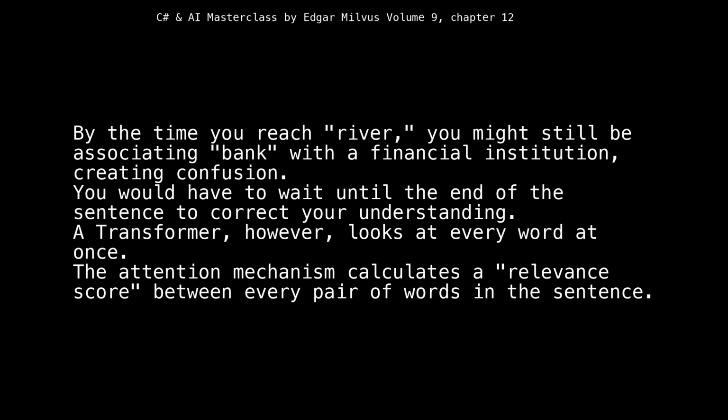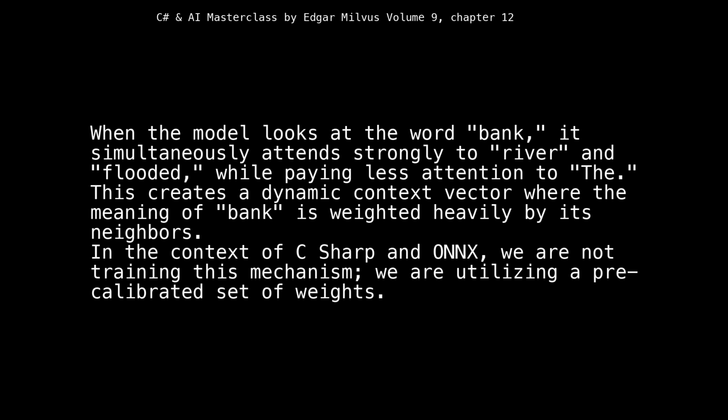The attention mechanism calculates a relevance score between every pair of words in the sentence. When the model looks at the word "bank," it simultaneously attends strongly to "river" and "flooded," while paying less attention to "the." This creates a dynamic context vector where the meaning of "bank" is weighted heavily by its neighbors.